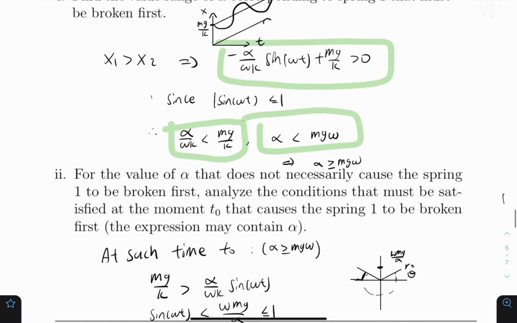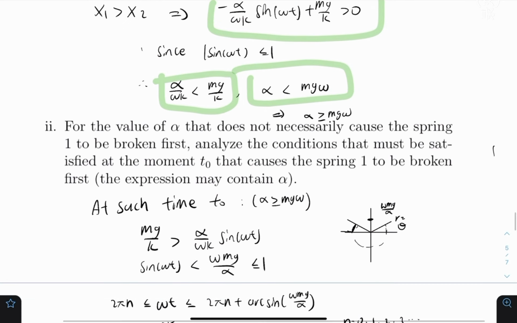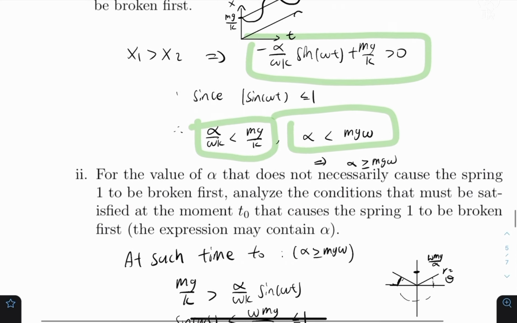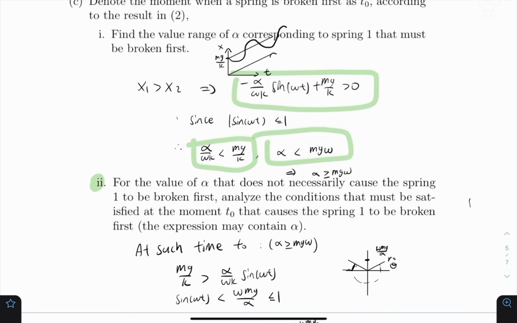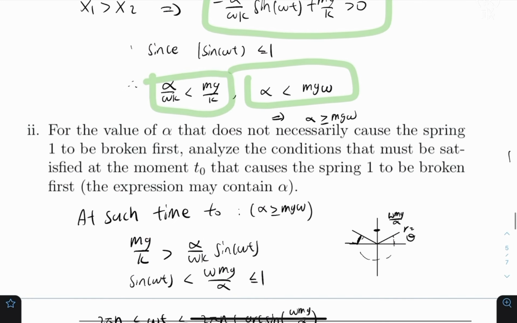Let's move on to the second part, which says that for the value of alpha that does not necessarily cause spring 1 to break first, analyze the conditions that must be satisfied at moment t0 that cause spring 1 to break first. So how do you do this? Because this case is different from x1, alpha must satisfy the condition which is greater than or equal to mg omega.